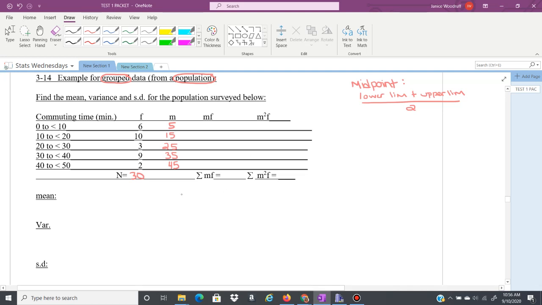go ahead and we'll write out the formula again for our variance and our standard deviation. So it is a population. So sigma squared equals the sum of m times f. Nope, it's m squared f, just kidding. M squared f minus the sum of mf squared over n, and then all of that over n.